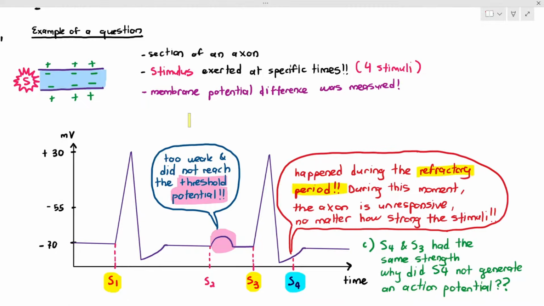I told you before, during the refractory period, the axon is unresponsive. So even if you were to give a stimulation during that time, no action potentials will be generated. So as you can see here, even though 4 stimuli were exerted, the person only felt 2 of them, which is marked by the 2 action potentials. That's what it means by this. So I hope you understand this part of the graph and the question as well.